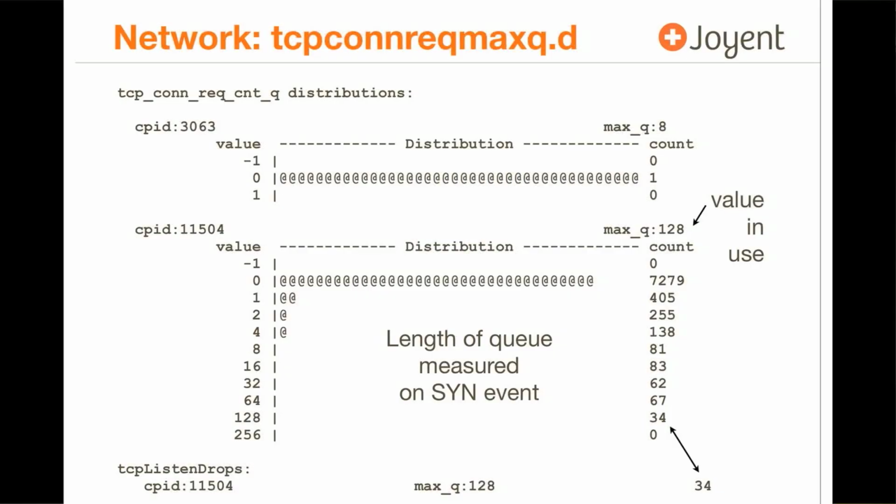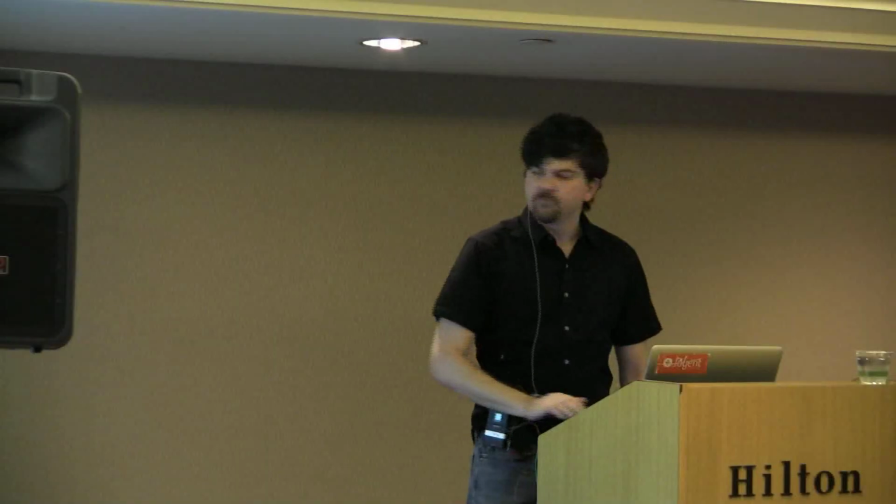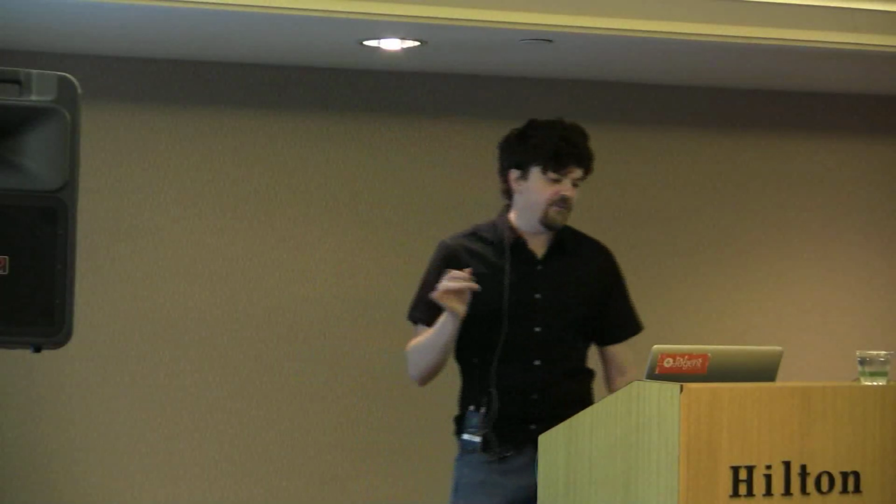Max queue is showing me the in-effect queue parameter, the queue length. Most of the time it was 0, but it did make it all the way up to 128, and there were 34 instances where it hit 128. At the bottom it shows there were 34 drops. Quick way to find out the length of the queue.